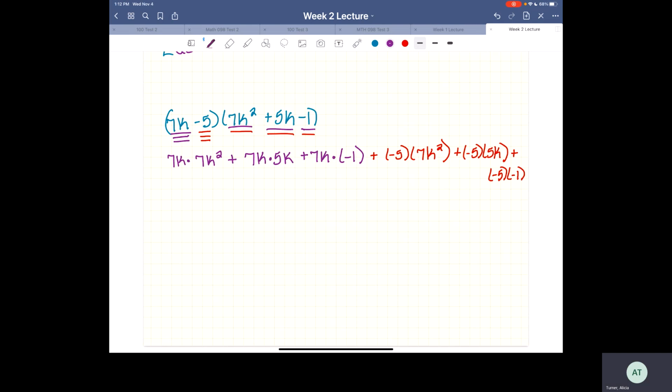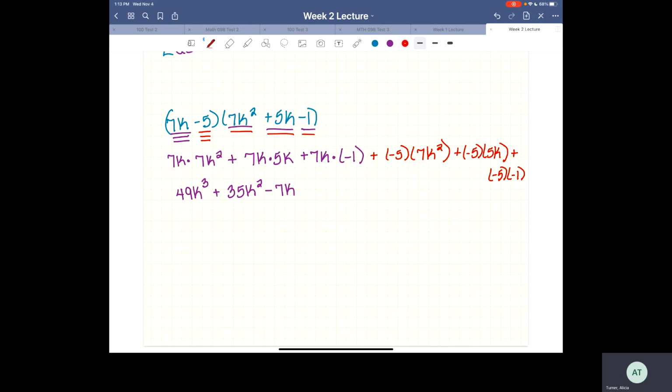Okay. Now I'm going to simplify. So 7k, I'm going to do my multiplication. 7k times 7k squared gives me 49k to the third. We talked about exponent rules last week, so k times k squared is k to the third. 7k times 5k is 35k squared. 7k times negative 1 is negative 7k. And remember, you can write that as negative 7k or plus negative 7k. Either way is completely fine.